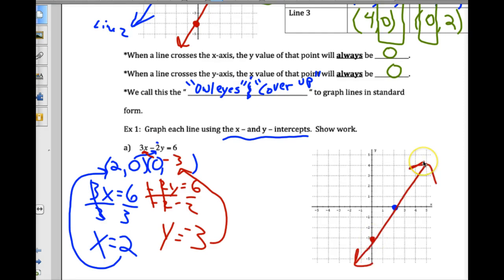Use your straight edge. Draw a line. Straight line. And we graphed it by doing what, people? Finding the x and y intercepts. We found the x and y intercepts, and we used the cover-up method to do that. We start with the owl eyes and then do the cover-up method. Jump to the back.